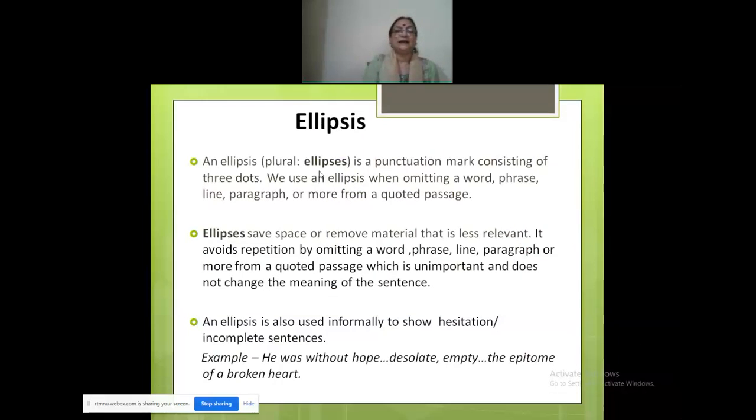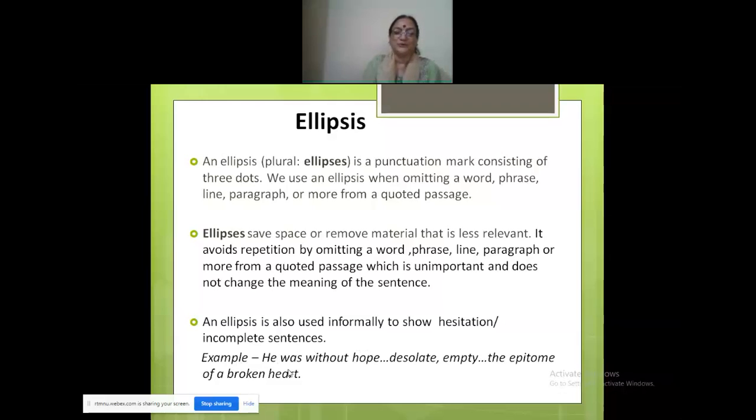We use an ellipsis when omitting a word, phrase, line, paragraph, or more from a quoted passage. So what do they do? They save space or remove material that is less relevant. Anything which is not relevant, you can just put dot dot dot there. But remember, these are the 3 dots. Like I remember in my childhood, I didn't know that there were 3 dots only. We just put as many dots as we feel like. Nobody told us. So now I got to know that actually we should restrict, just 3 dots would do the work.